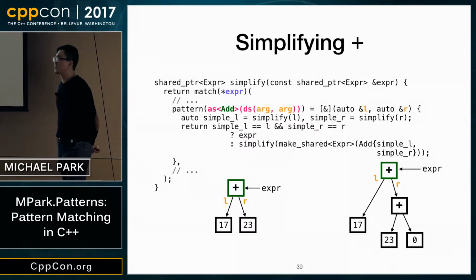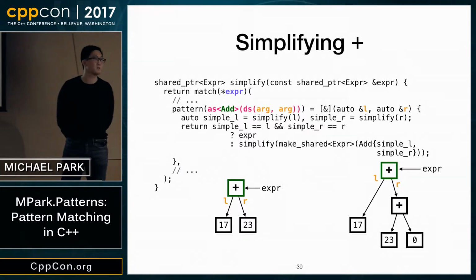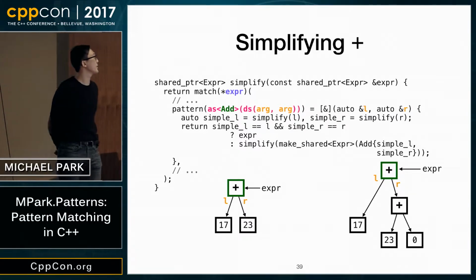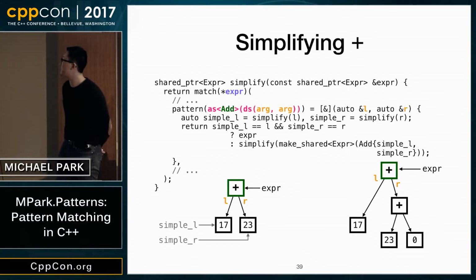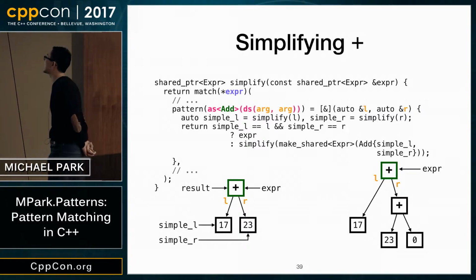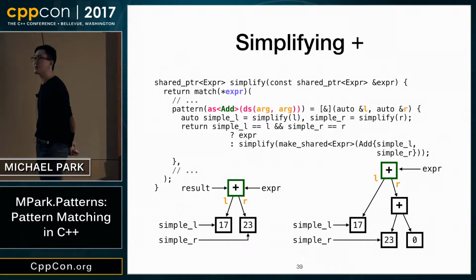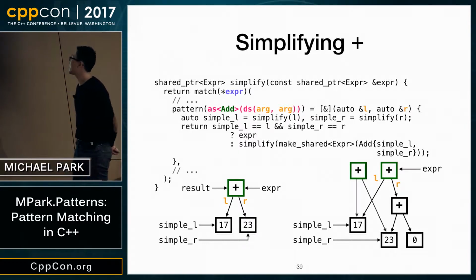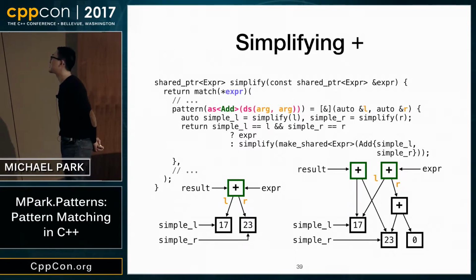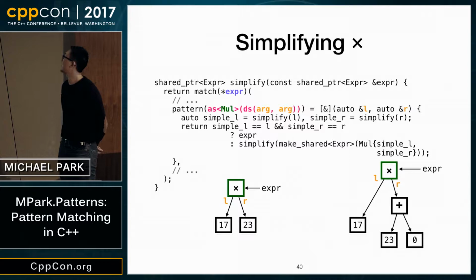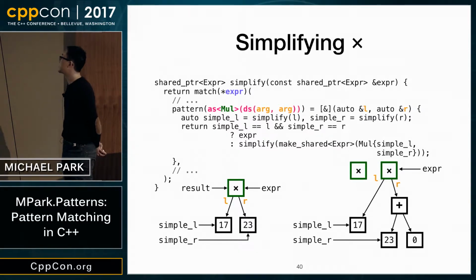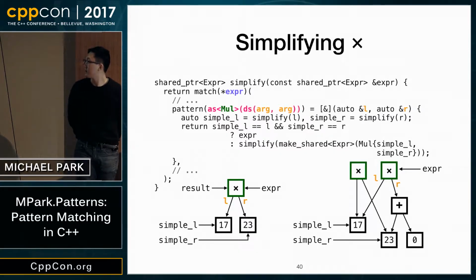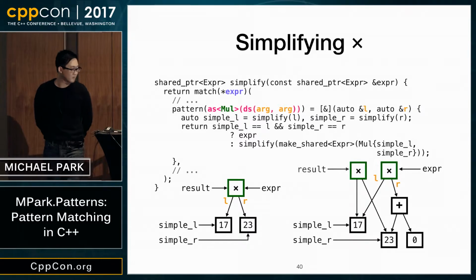This looks more complicated, but it's exactly the same thing. We simplify the left-hand side, simplify the right-hand side, and check whether anything changed. If nothing changed, then we return the result. If something changed, in this case for example, then we create a new node, reattach, and return the result. Multiplication here is exactly the same thing. If it didn't change, return the tree. If something changed, create a new node, reattach, return the result.